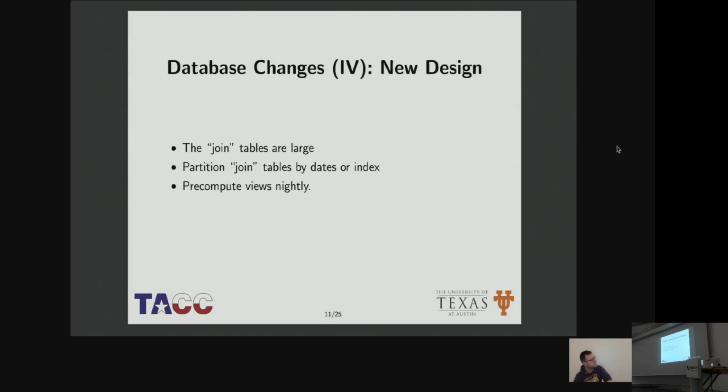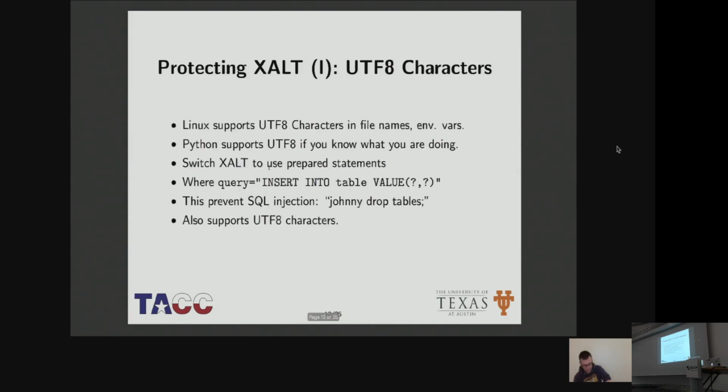So I'm looking into ways just to handle the join tables, which are really large, and I'm looking at ways to try and do a better job with that. One of the problems with XALT and Lmod, for that matter, although Lmod has an easier time of it, first of all, was UTF-8 characters. It took me a long time to figure out how to get Python to do this right.